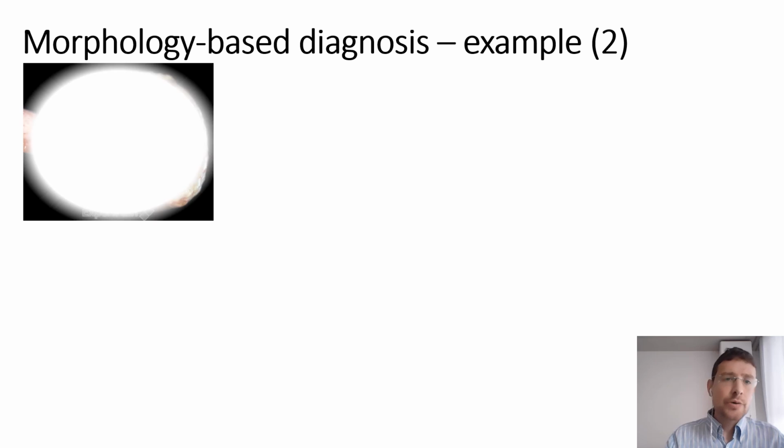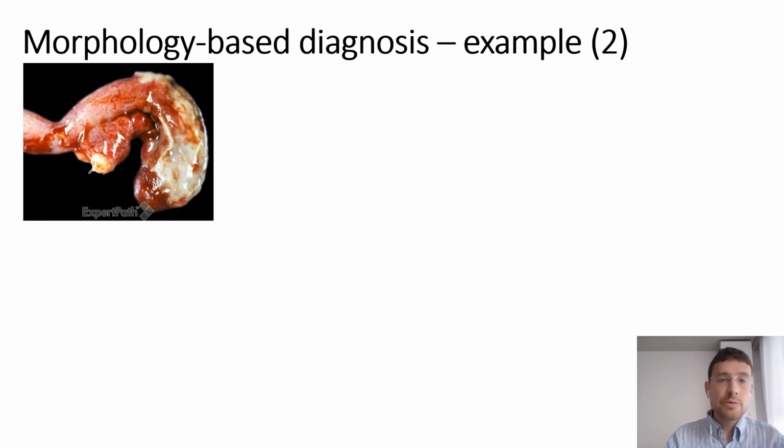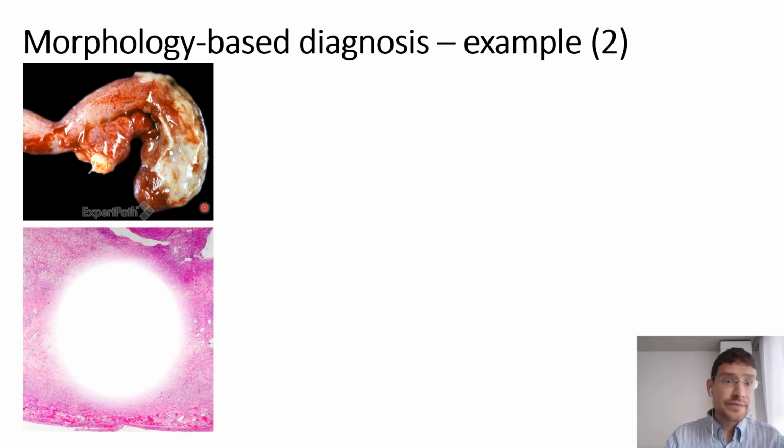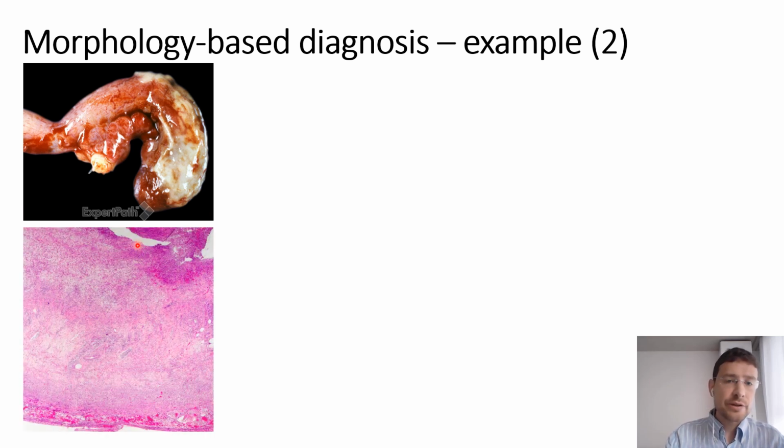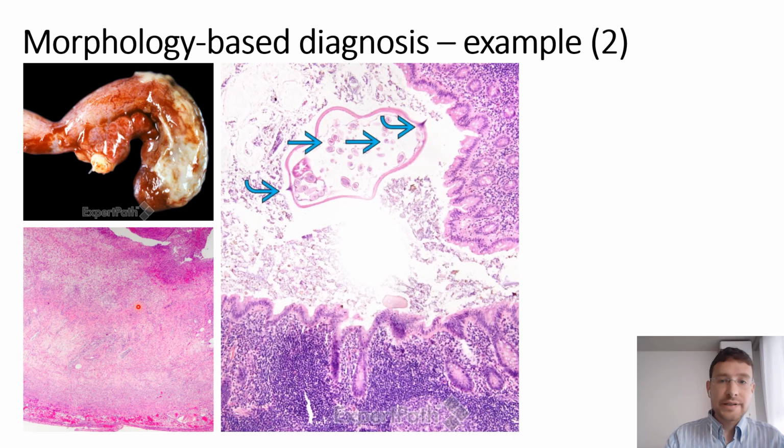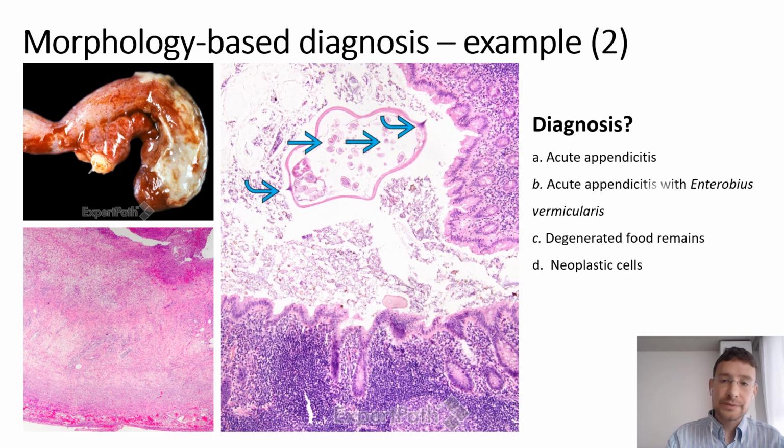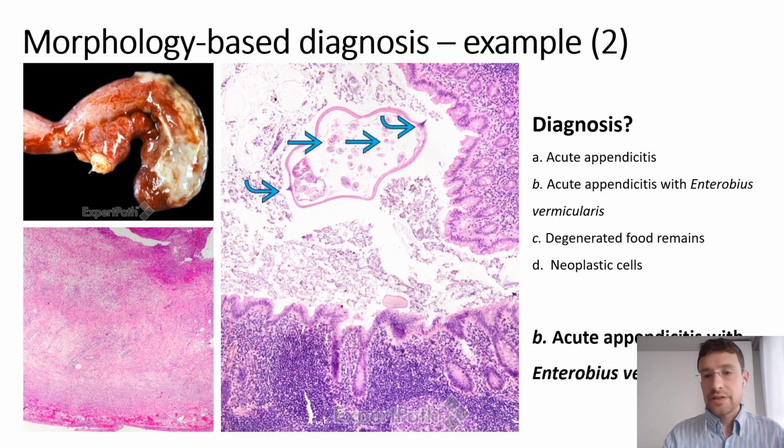Another example: we have here a specimen of an appendectomy with purulent exudation, suspicious for acute appendicitis, and we can see in the histopathological exam a transmural infection. Going into details, we can see some structures with a membrane, with some hooks, with eggs inside, and with part of the intestine. So what is your diagnosis? I give you also some seconds to think about that. And the answer is B, acute appendicitis with Enterobius vermicularis.